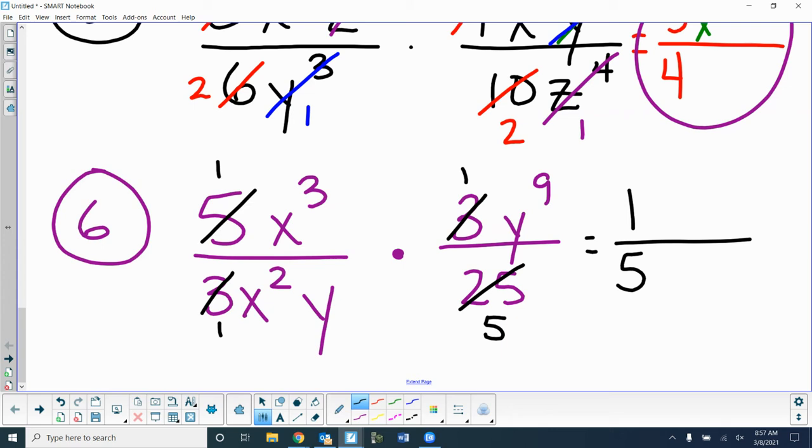All right? For the x's, I got 3 up top and 2 in the bottom. So what does that do? Gives me 1 in the top, right? We okay with that? For the y's, we've got 1 in the bottom, 9 up top, so that leaves me how many? 8 of them. There's my answer.